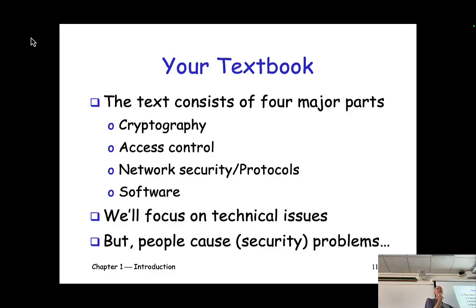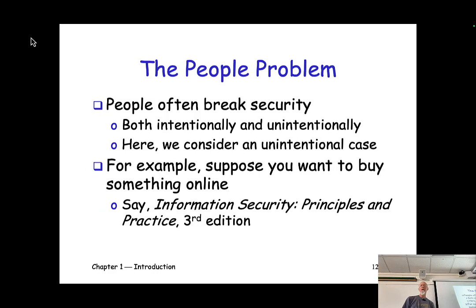So again, this is the focus of the course, technical issues, but just as an aside, let's think about the people problem for a minute. People can break security. It can be intentional, where we write malware because you're trying to break security, or it can be unintentional. Let's look at one of these unintentional examples.